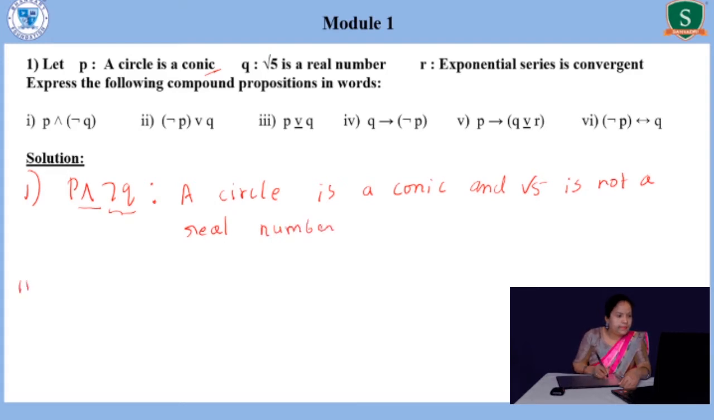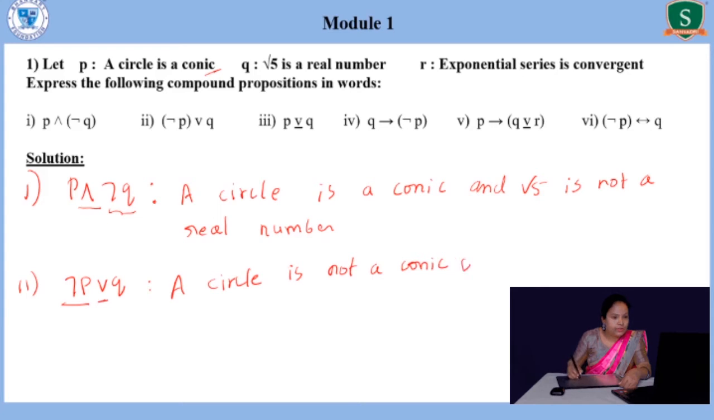Okay, second one. Negation P or Q. So in this one we have negation P. So we need to find out the negation of proposition P. So P indicates a circle is a conic. Negation P, you can write it as a circle is not a conic. Next, after negation P, we have connectives or, next Q. What is Q? Root 5 is a real number.